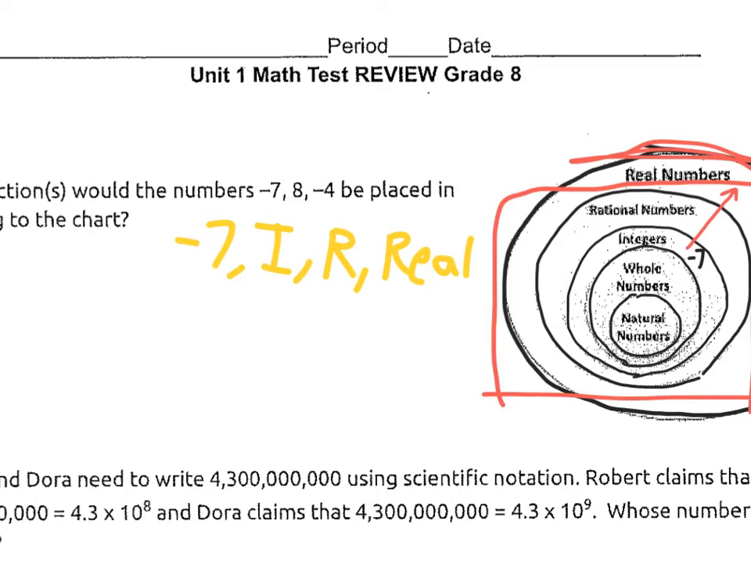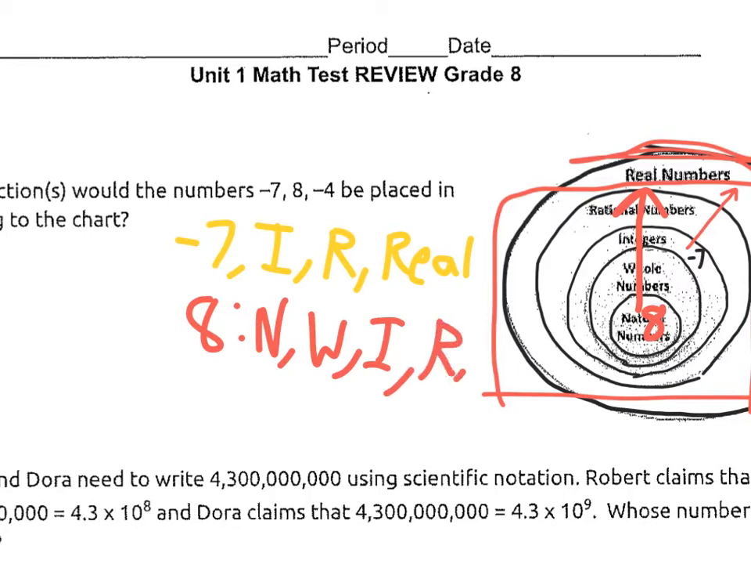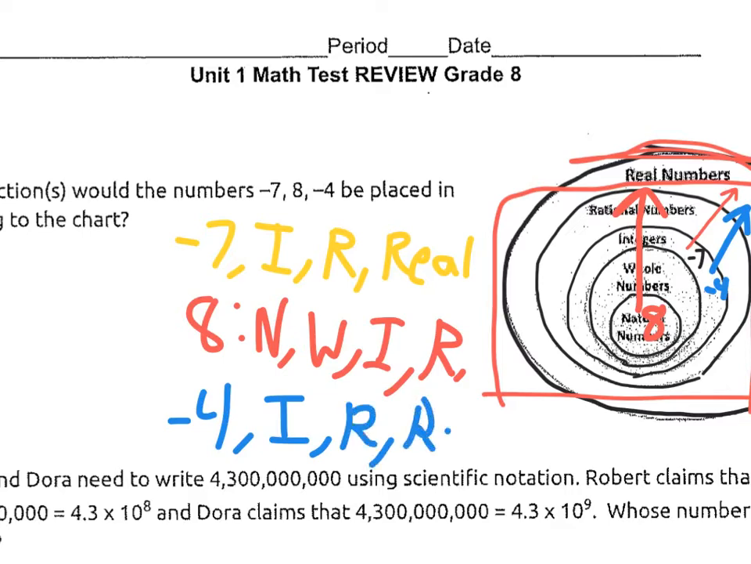Keep this here so I can go ahead and get these other ones knocked out. Then we've got 8. Well, we can naturally count to 8, so 8 would go there and then all the way out. So 8 is our natural, whole, integer, rational, and real, and I ran out of room, so I'm not going to write real this time. And then -4 is going to go right there next to good old -7, all the way out. So -4 is an integer, rational, and real.